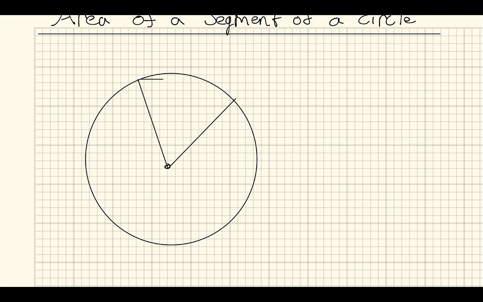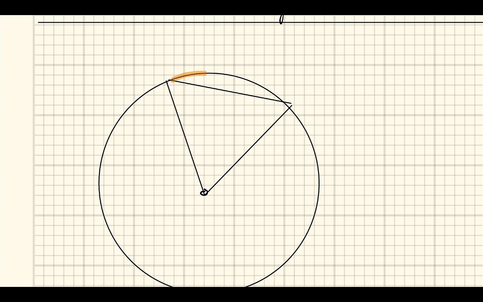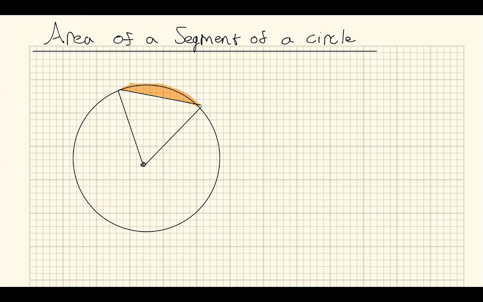Okay, the segment containing those two endpoints of that arc. If we want to find the segment area, we're referring to just this portion here. This is segment area, just that filled in portion there. So, how can I go about finding that?